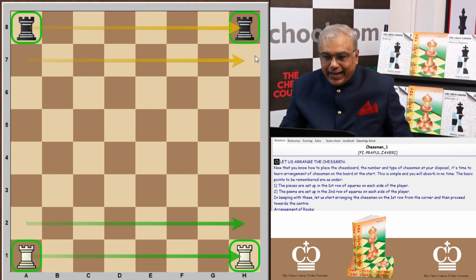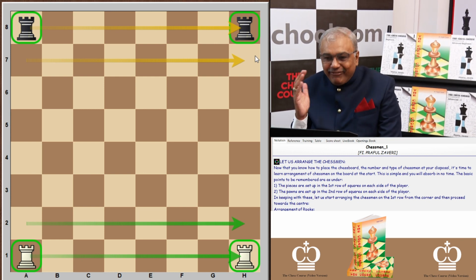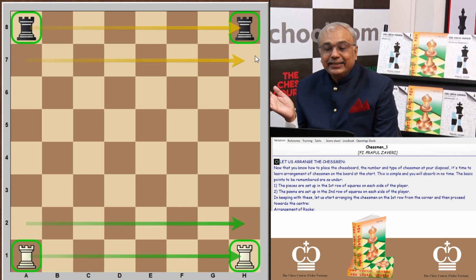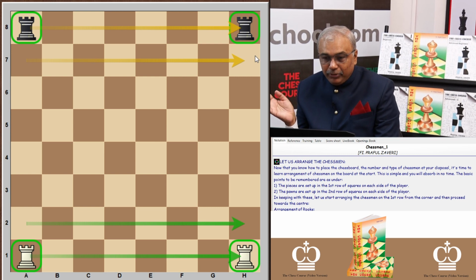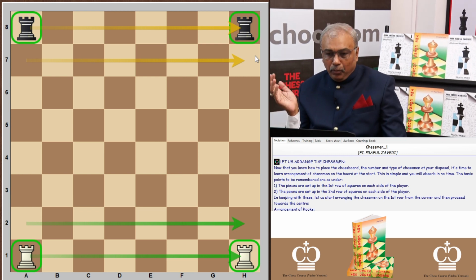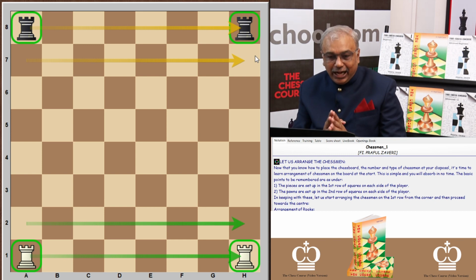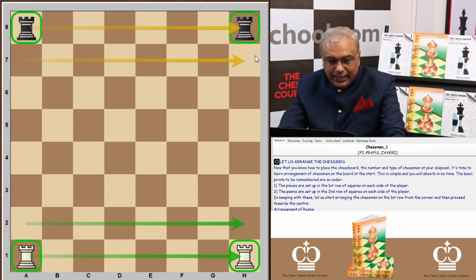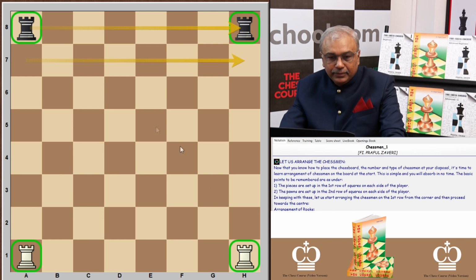So in keeping with this, let us start arranging the chessmen on the first row from the corner and then proceed towards the center. So first we'll start with the arrangement of rooks. Let me just remove the other color. It becomes easy for you to understand.